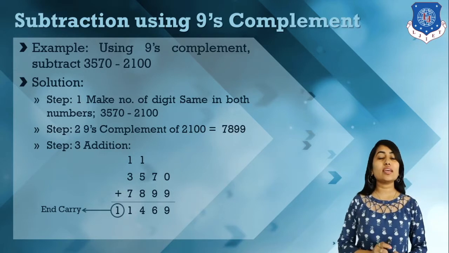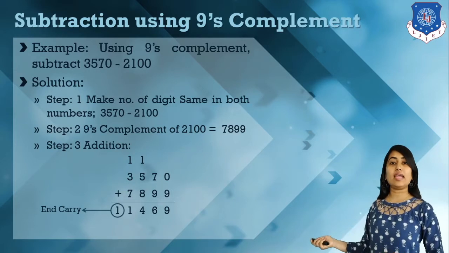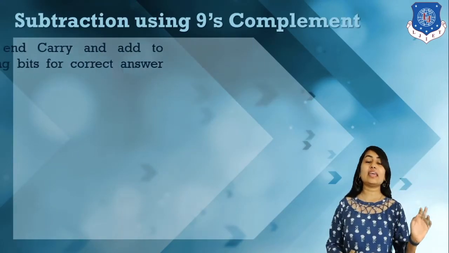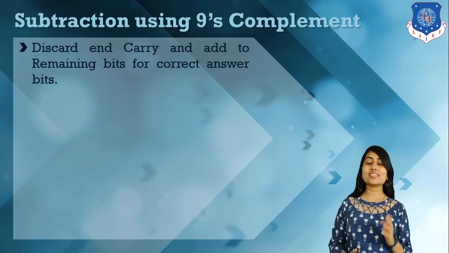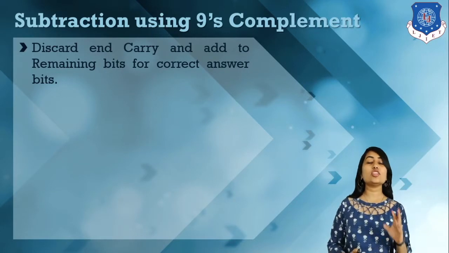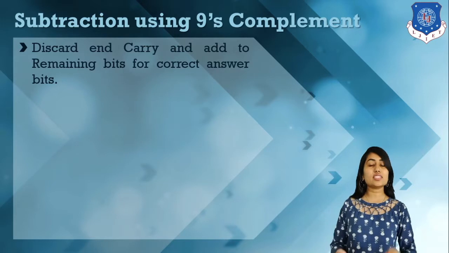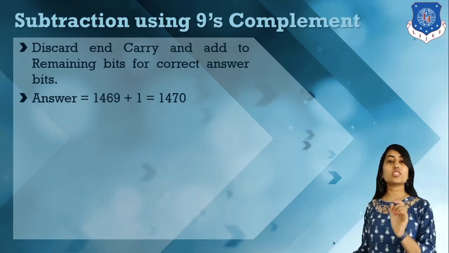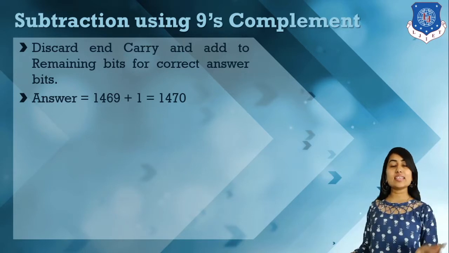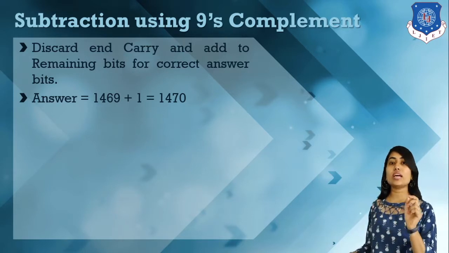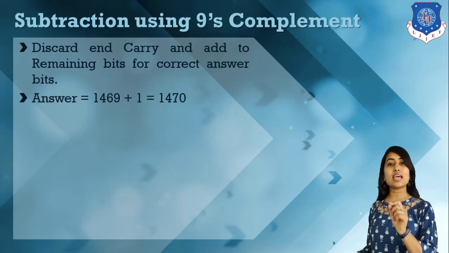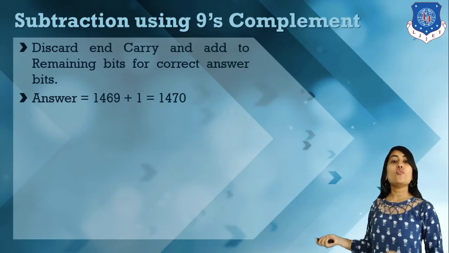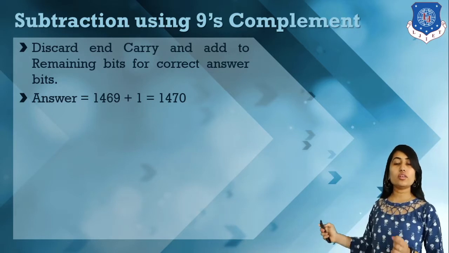So how do we get the correct answer whenever we have an end carry? Discard that end carry and add it into the remaining bits for the correct answer. We discard the end carry, so we have 1469 remaining, and the end carry is added to it. So here we have our answer, that is 1470.